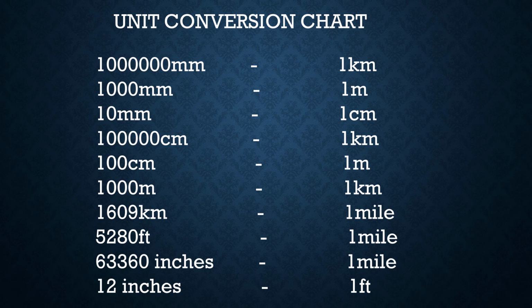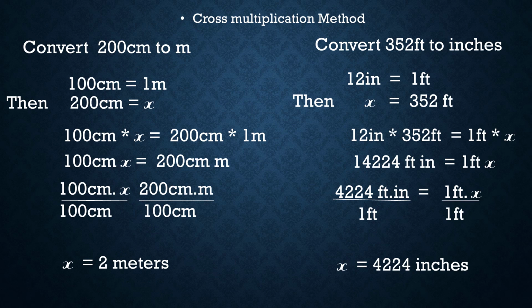In converting units, some adopt the cross multiplication method, a method that is probably very common. So when given, say, 200 centimeters to be converted into meters, you first of all state your conversion rate, which is 100 centimeters equal 1 meter. So if 100 centimeters equals 1 meter, then 200 centimeters will be equal to what? We don't know, so we denote that by x.